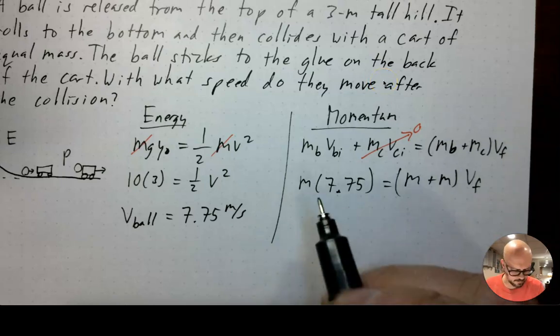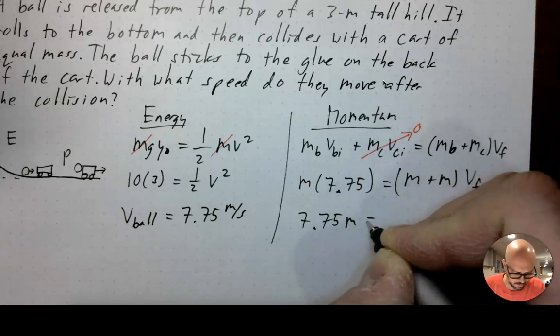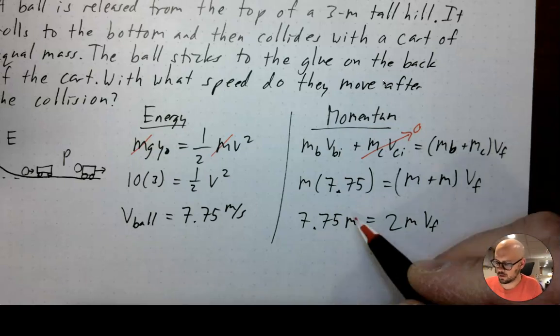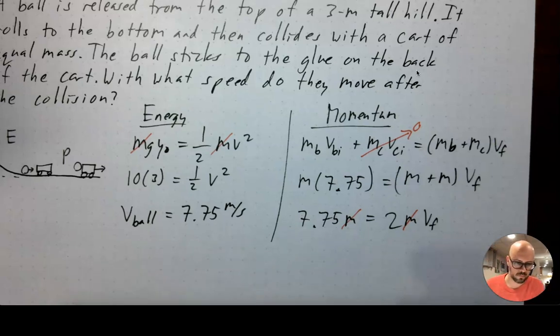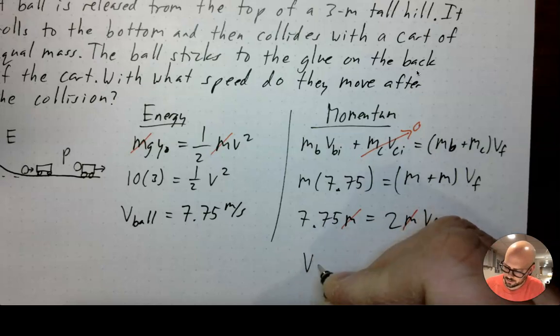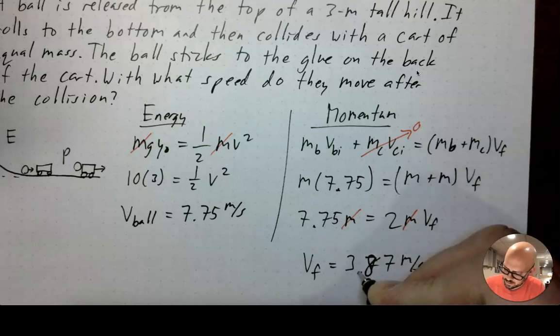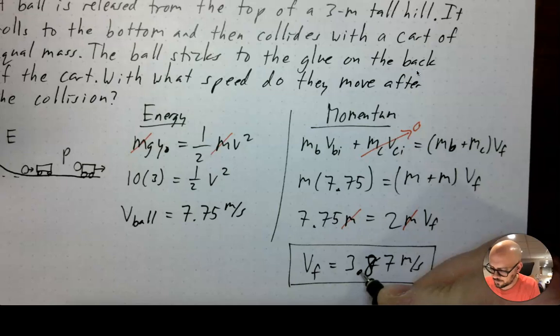Last but not least here, 7.75 m equals 2m times Vf. So now I have consolidated. I have m on both sides, and I just want to divide 7.75 by 2. And so that's going to be a final velocity of about 3.87 meters per second.